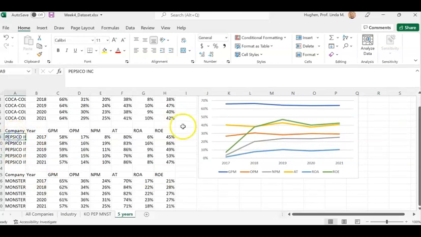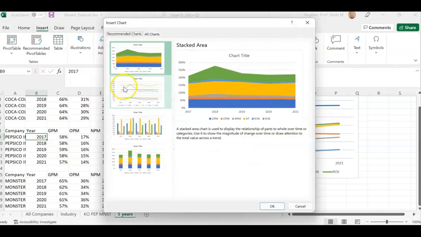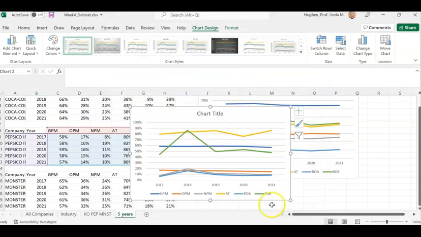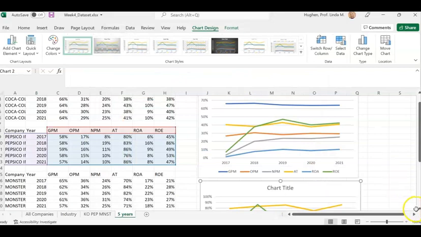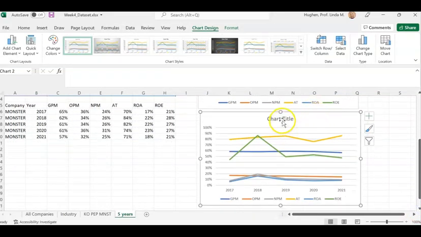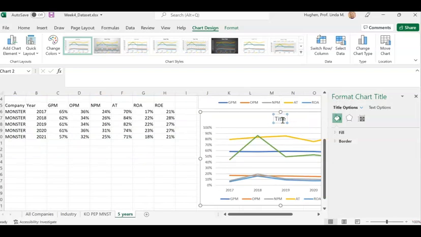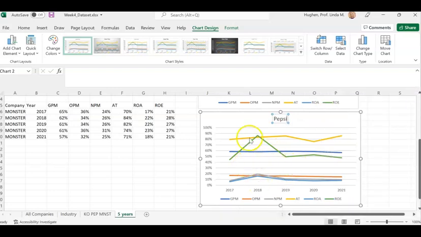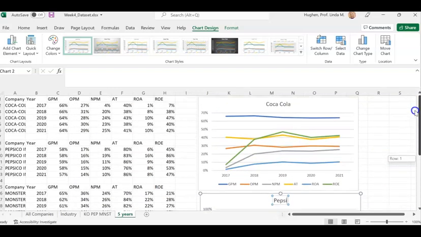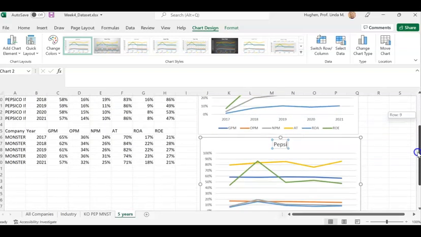Now let's look at Pepsi's data. So I'm going to go into my Pepsi's table of data here, insert recommended charts. Again, I'm going to do a line chart, label it for Pepsi. And we see some big variability here in ROE. That's where we saw the most variability for Coca-Cola as well. We saw relatively stable changes in all of our other amounts other than ROE. And we see that again for Pepsi.